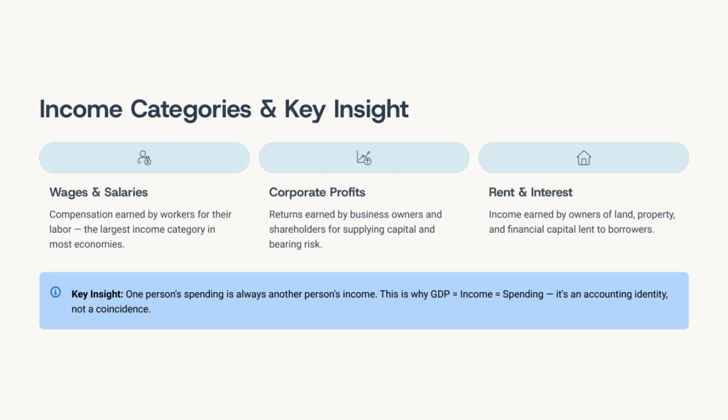Then we have returns earned by business owners and shareholders. These are the profits that come from supplying capital and taking on risk. They're often called corporate profits, and they're a major part of the income pie. And of course, the largest category in most economies is wages and salaries, the income earned by workers for their labor. It's what fuels consumer spending and drives economic activity. So, when we look at income categories, they all connect back to the core idea that income equals spending, illustrating the interconnectedness of the economy. It's a simple but powerful concept that helps us understand how all these pieces fit together.